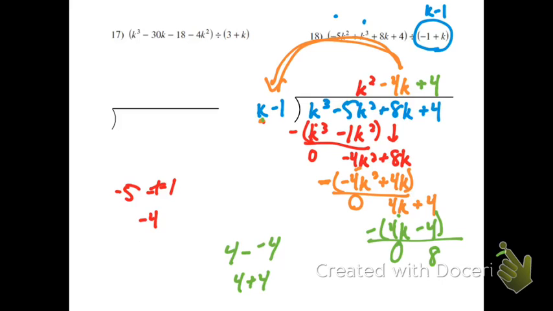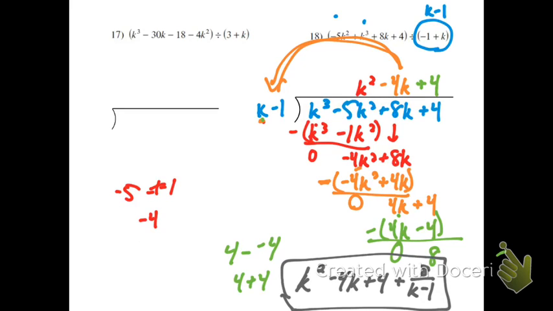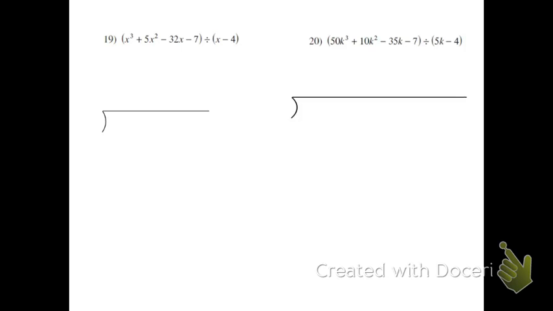So our quotient, our solution to this division problem is, and I would like to say, k squared minus 4k plus 4, and then plus 8 over k minus 1. Now, this should be a little different than the answer, but that's okay. It's still correct. It's still accepted. One problem left that I'm going to help you out with. It's number 20.